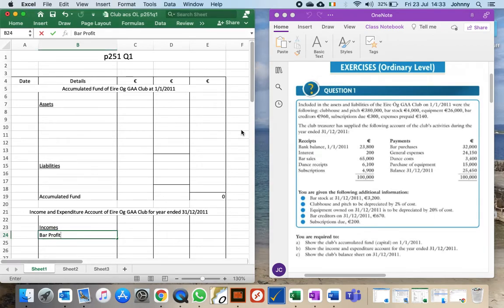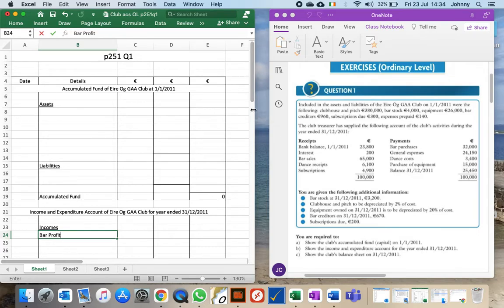So we're going to look at a fairly basic question for introducing club accounts and how to do club accounts. Here you're asked for accumulated fund, income expenditure, and to do an income expenditure, because this club has a bar, because it's bar sales, bar purchases and stock, we'll have to do a bar trading account. So that's the third document, and then the fourth document, the balance sheet.